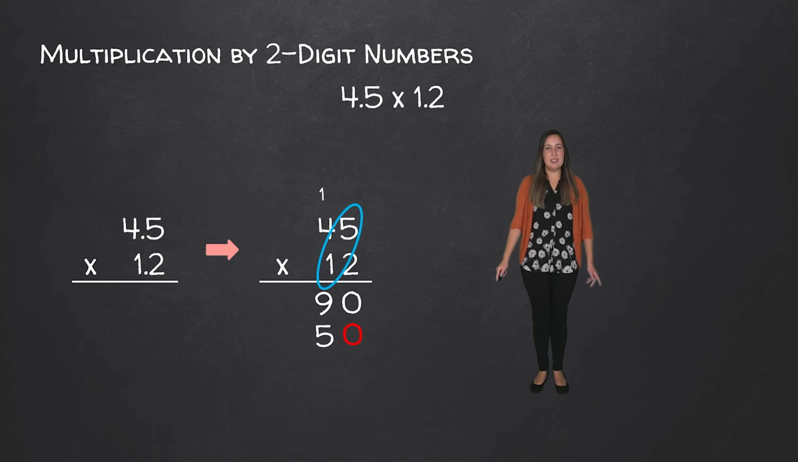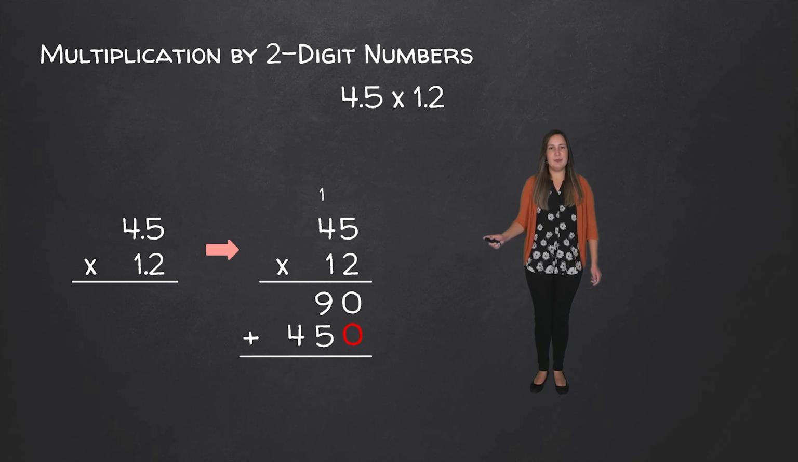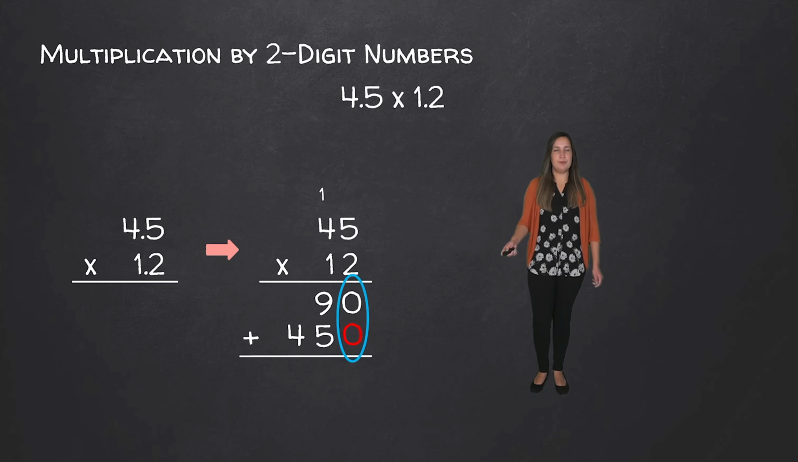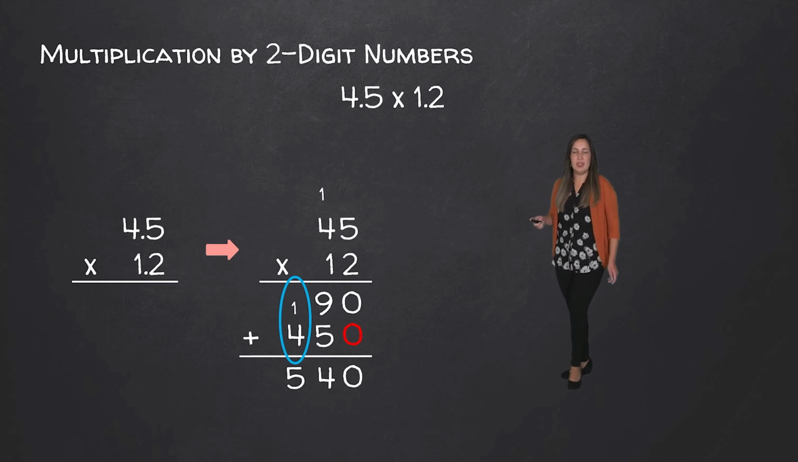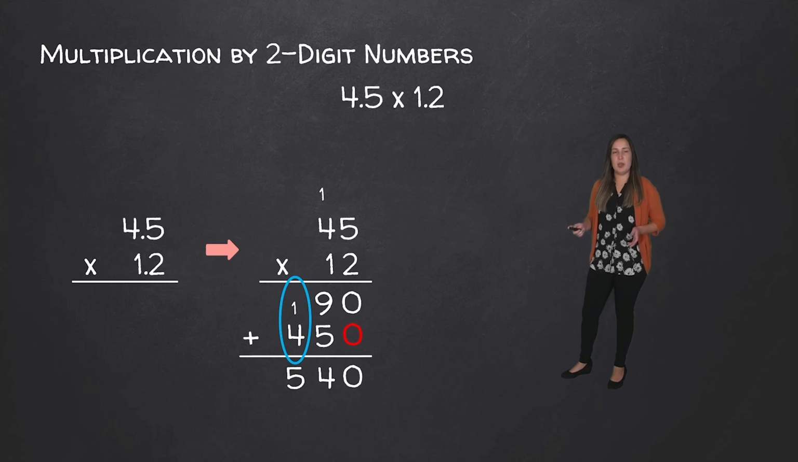1 times 5 is equal to 5. 1 times 4 is equal to 4. And now we're going to take these two values and add them together. So 0 plus 0 is equal to 0. Then we have 9 plus 5 is equal to 14. Bring down the 4, carry over the 1. And finally we have 1 plus 4 is equal to 5. And so 45 times 12 is equal to 540.